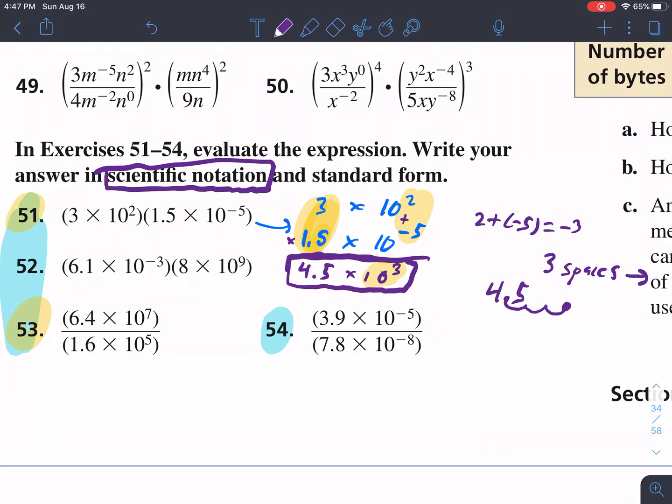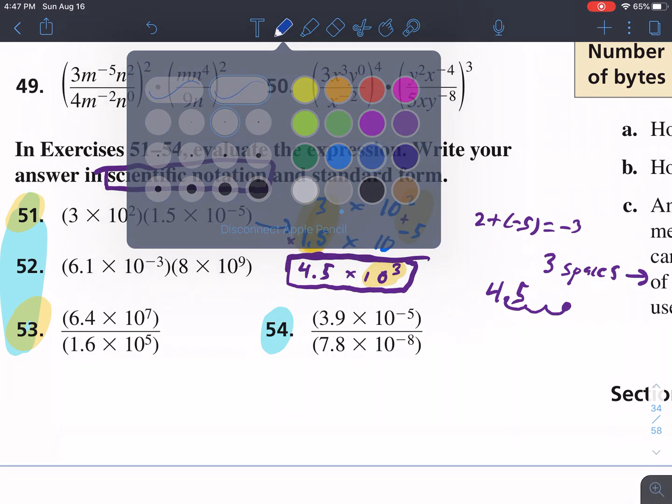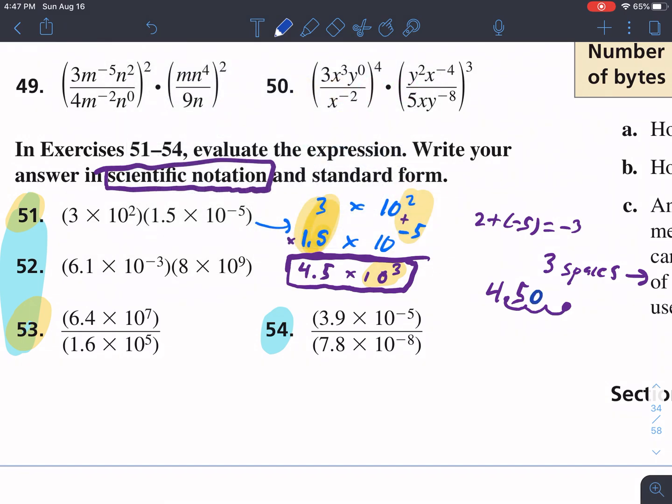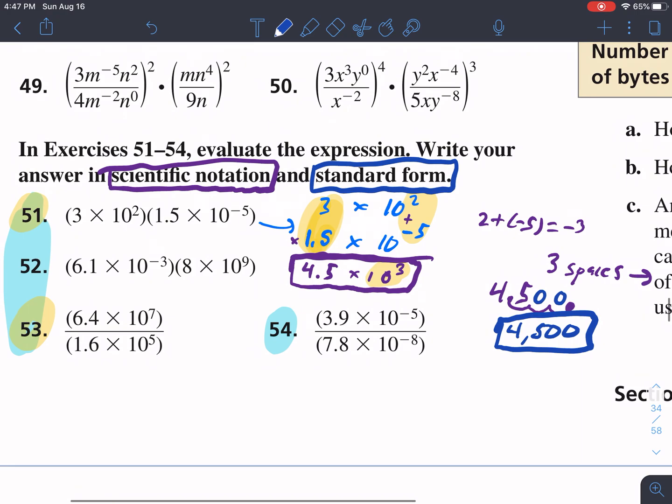So then now all you're going to do is write zeros to replace all those spaces. So 1, 2, and that's it. So your answer for standard form is just 4,500. There's your answer there. So pretty straightforward. Oh, we're getting close to running out of time or making this video too long.